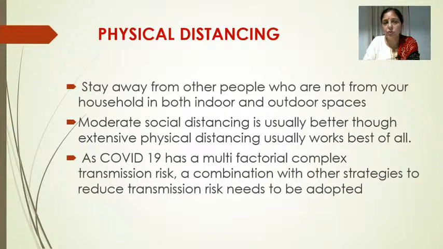So with this, we can show that if we stay away from other people, then we can manage to curb this epidemic. We have to stay away from people who are not from your own household, both indoors as well as at outdoor spaces. And moderate social distancing is usually better. It works better because we have to go to work also. In extensive physical distancing, there is a complete lockdown, and though it works the best for all, moderate social distancing is usually better. And as COVID-19 has a multifactorial complex transmission risk, a combination of strategies has to be adopted. That means hand washing, which we have seen till now, then physical distancing and respiratory etiquette, all have to be dealt with together.